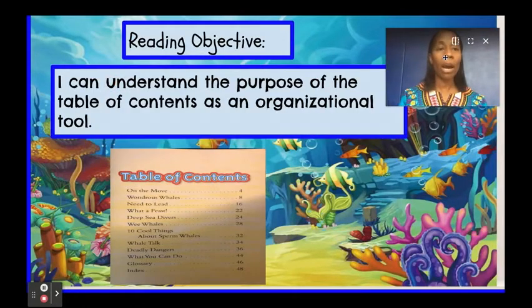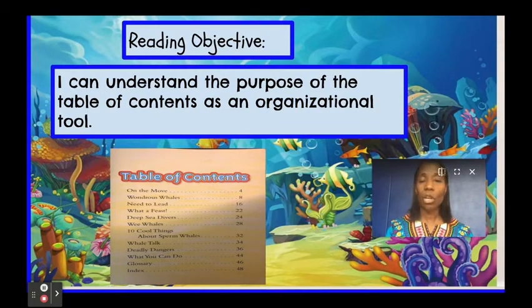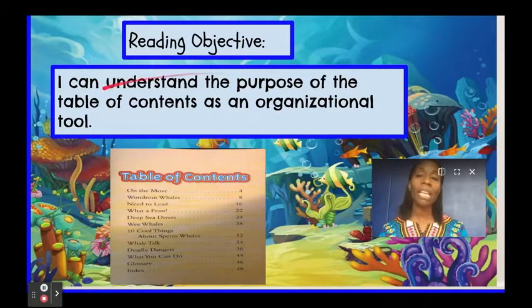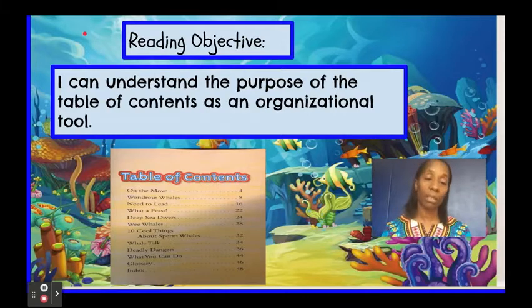So, yesterday, scholars, we learned that we can infer the importance of a nonfiction text. Today, we're going to learn and understand the purpose of a table of contents as an organizational tool. So let's read the reading objective together. I can understand the purpose of the table of contents as an organizational tool.